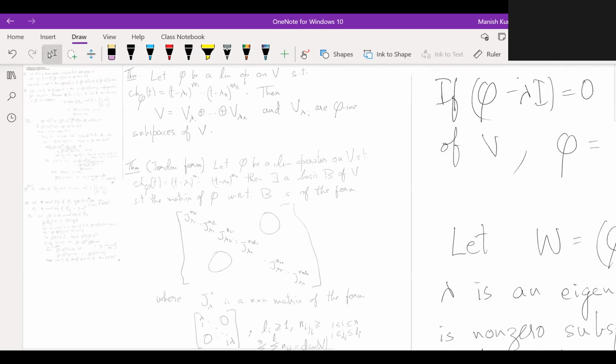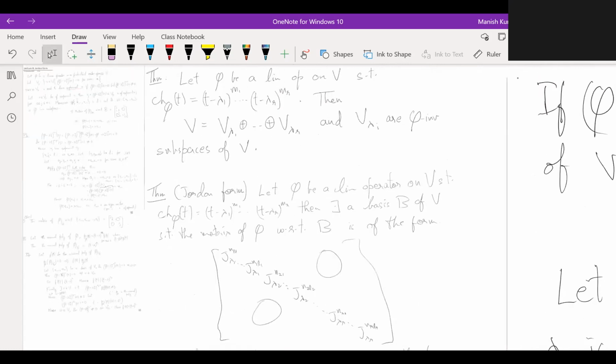Okay, so now let's just summarize the situation. Last time we proved this theorem: if phi is a linear operator on V and its characteristic polynomial is a product of linear factors, (t minus lambda 1) to the power m1 up to (t minus lambda r) to the power mr, then we can write V as V lambda 1 plus V lambda 2 plus up to V lambda r, where the V lambda i are the generalized lambda eigenspaces, and we also know that the V lambda i are phi invariant subspaces of V. So this decomposition we saw last time.